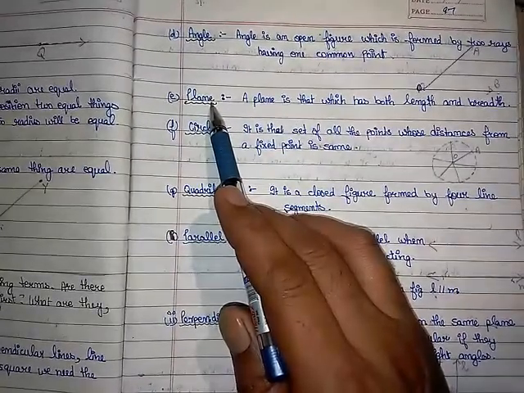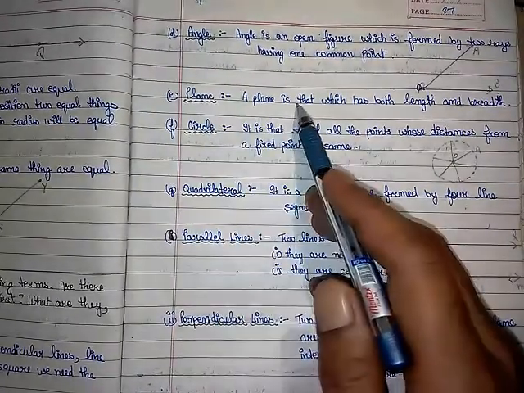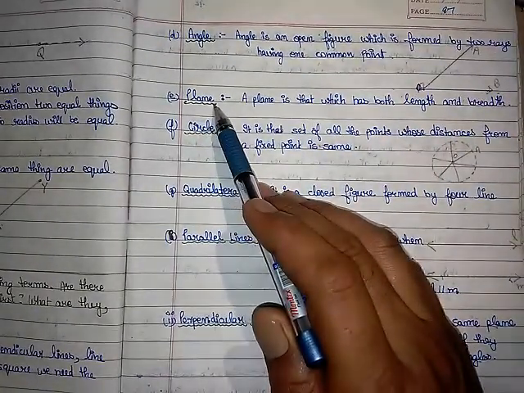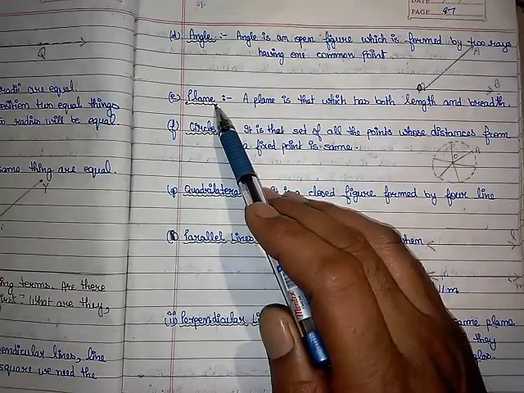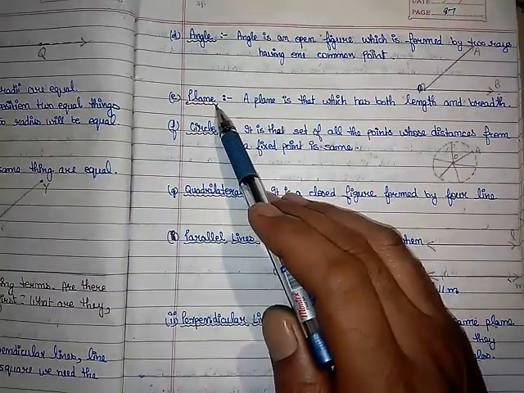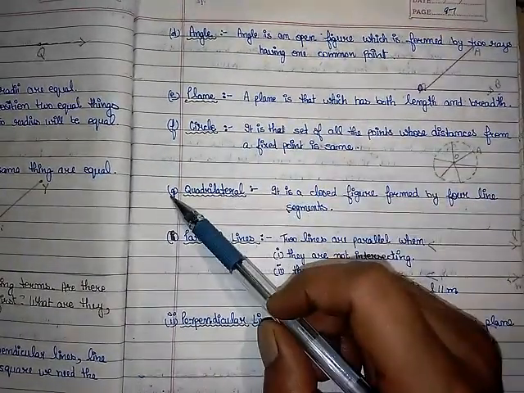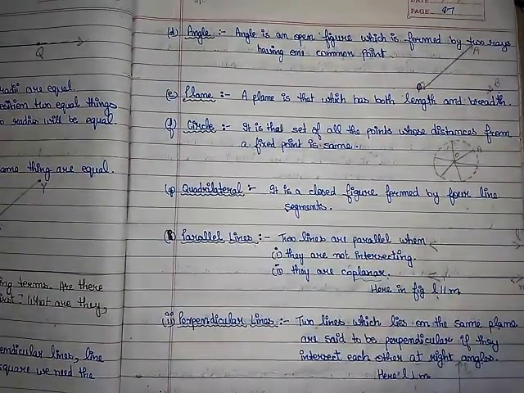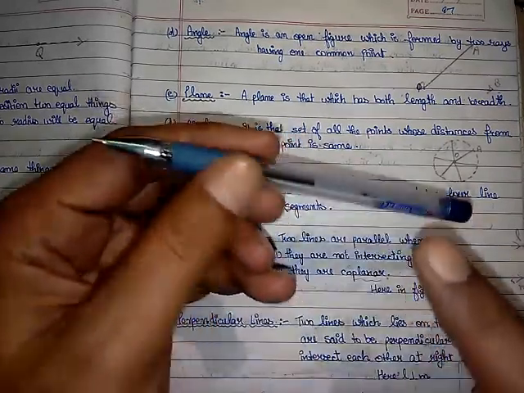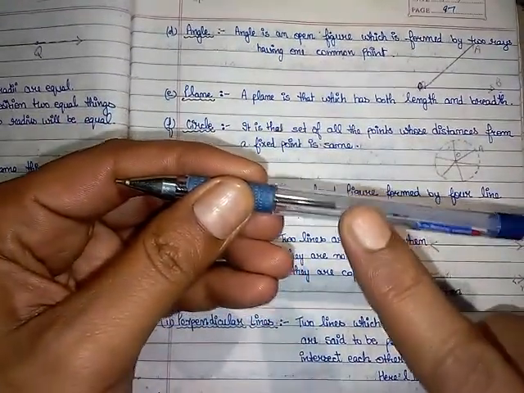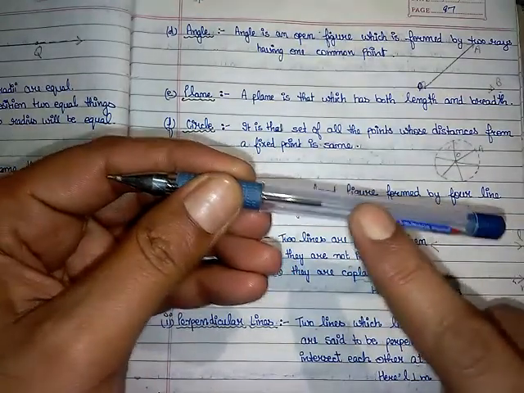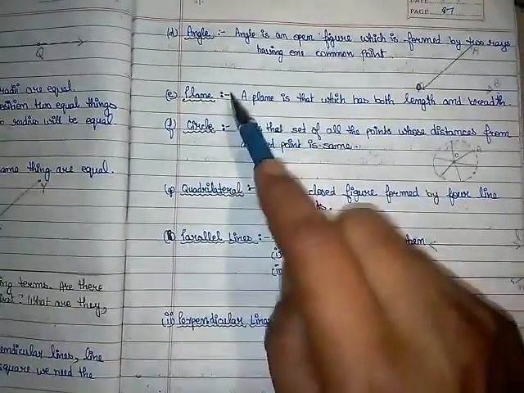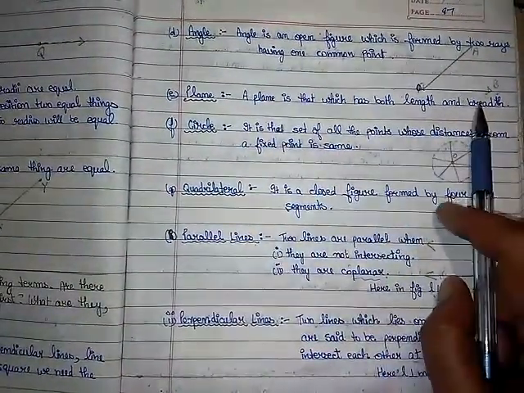Then come to the fifth definition, that is plane. Plane is that which has both length and breadth. To understand, let me give you one best example, that is the wall of your room. A wall is a surface. Surface is the substance which we can touch. If you are able to touch this pen, it means something is there which we can touch, so that is the surface of the pen. That is the definition. So a plane is that which has both length as well as breadth.